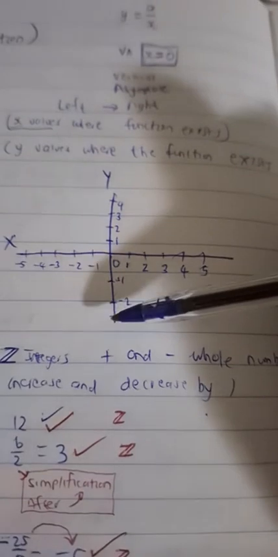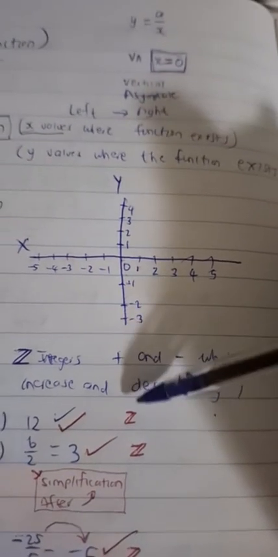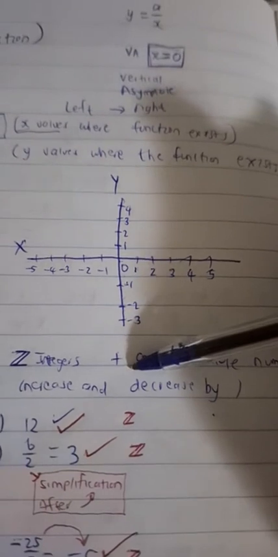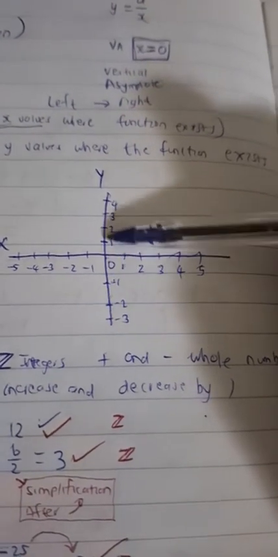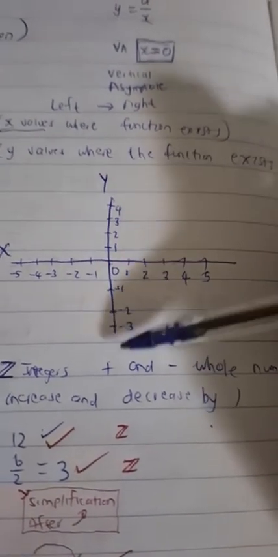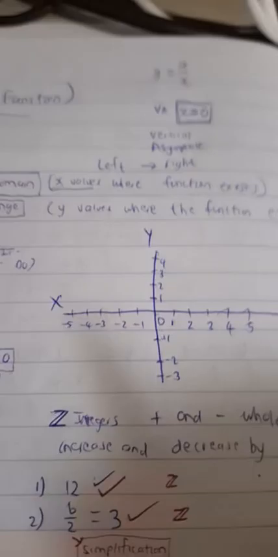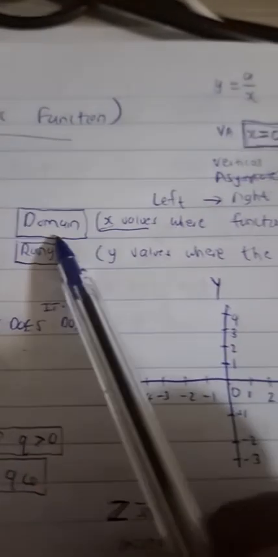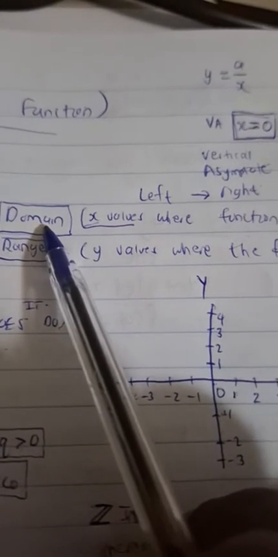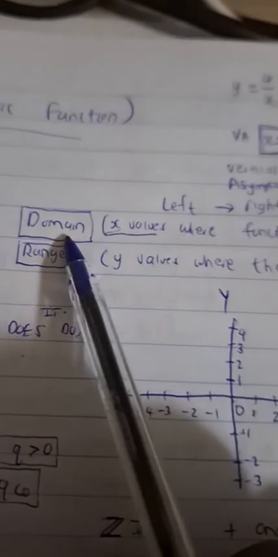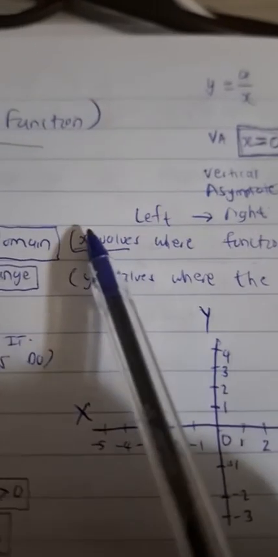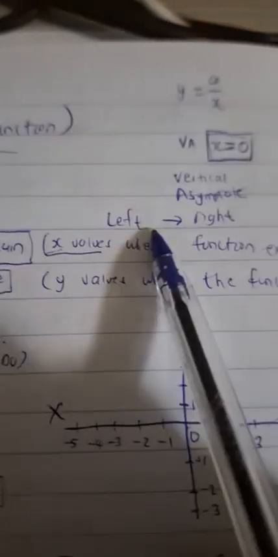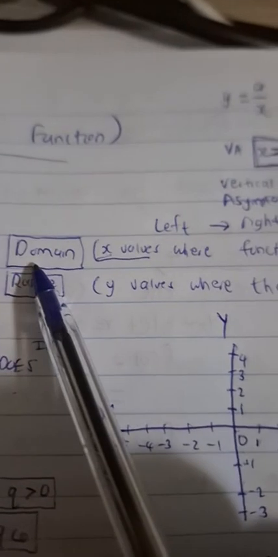Then the range: those are the y values where the function exists. So we're looking at the y values where the function exists, your smallest values, your negative values, from the bottom all the way to the top. So bottom to top, that's how we read the range for your function. The minute you sketch a function on your Cartesian plane, you can always tell me what the domain of that function is, meaning where does it exist from left to right. That's the domain of a function.